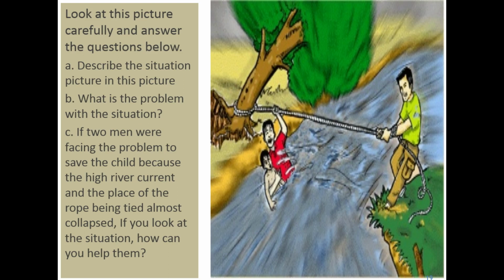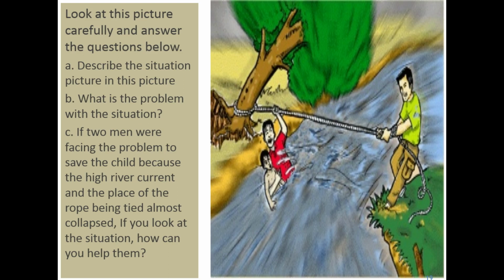Number three, two men are facing the problem of saving the child, because of the high river current and the place where the rope is tied has almost collapsed. If you look at that situation, how can you help them? How can you help those two people in the river? Maybe now you can think of more ideas, more good solutions for this problem. Think about it and answer it later.